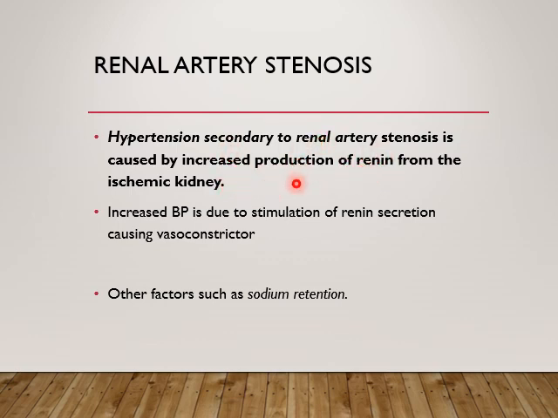So if there is any occlusion of the renal artery, there is ischemia which causes the activation of renin, and another mechanism is that sodium retention also occurs, as was already explained in the mechanism of how the elevation of blood pressure occurs. So this renin and the sodium retention are both factors which cause the occurrence of hypertension.